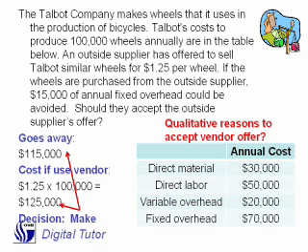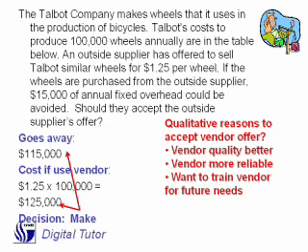Can you think of qualitative reasons to accept this vendor offer even though it will reduce your income by $10,000? Freeze your frame and try to write a few down. Here's a few I came up with. The vendor quality might be better. The vendor might be more reliable. You may want to train this vendor for future needs. These are just a few. You may have come up with some.